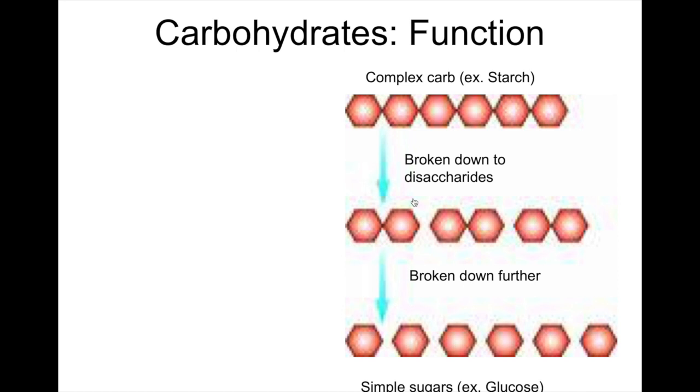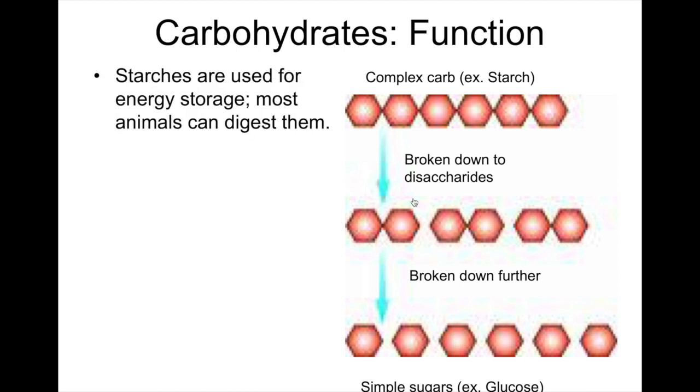Now, starches we use for energy storage. Animals can digest starches. Lots of plants also use starches. When we eat those starches, we're able to digest them. So what happens if we started to digest them? We would get a complex carbohydrate like a starch, and then we would break it into smaller pieces. These are disaccharides because there are two sugars stuck together. And then we would break those disaccharides into monosaccharides like glucose.